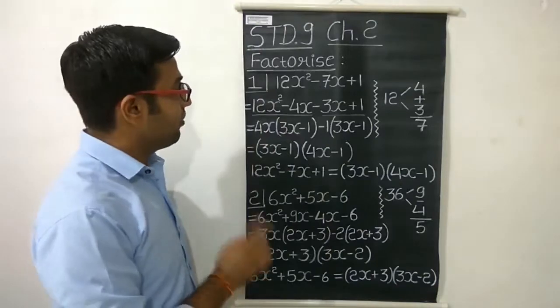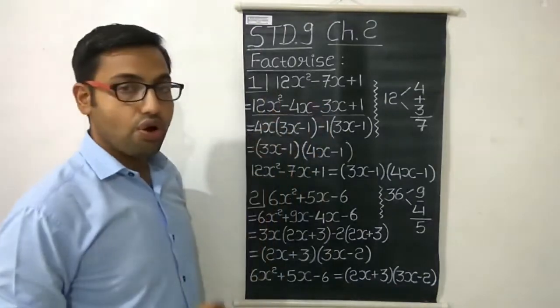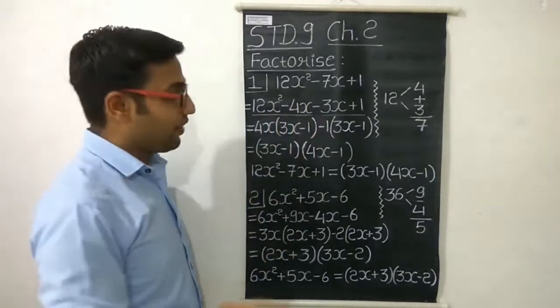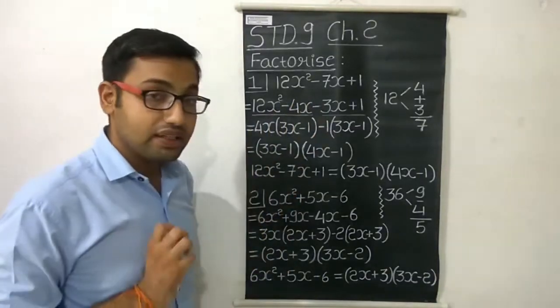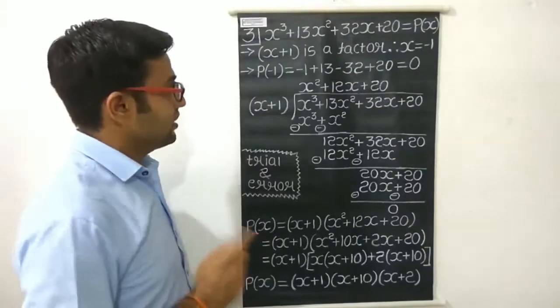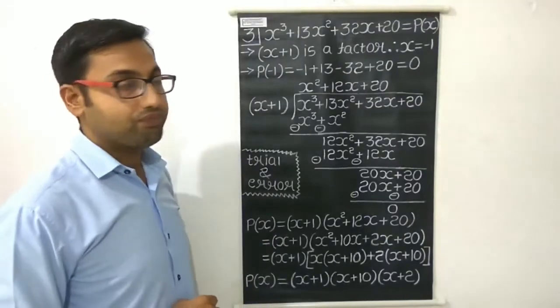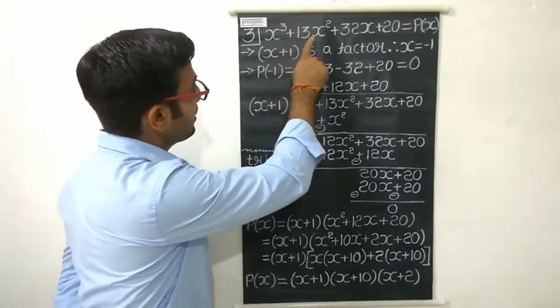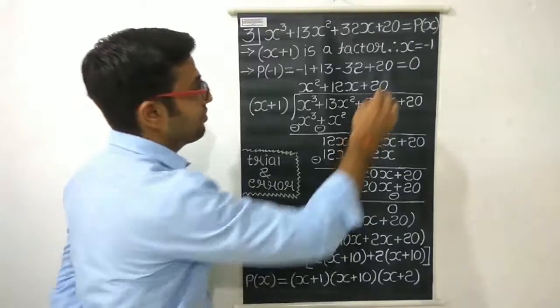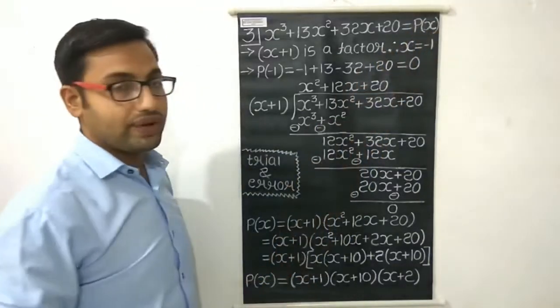So in this way, whenever there are three terms or whenever there is a quadratic type of polynomial, we can factorize it by the splitting the middle term method. Okay, so let us understand one more example, that is x cube plus 13x square plus 32x plus 20. Give it the name of a polynomial of x, p of x.